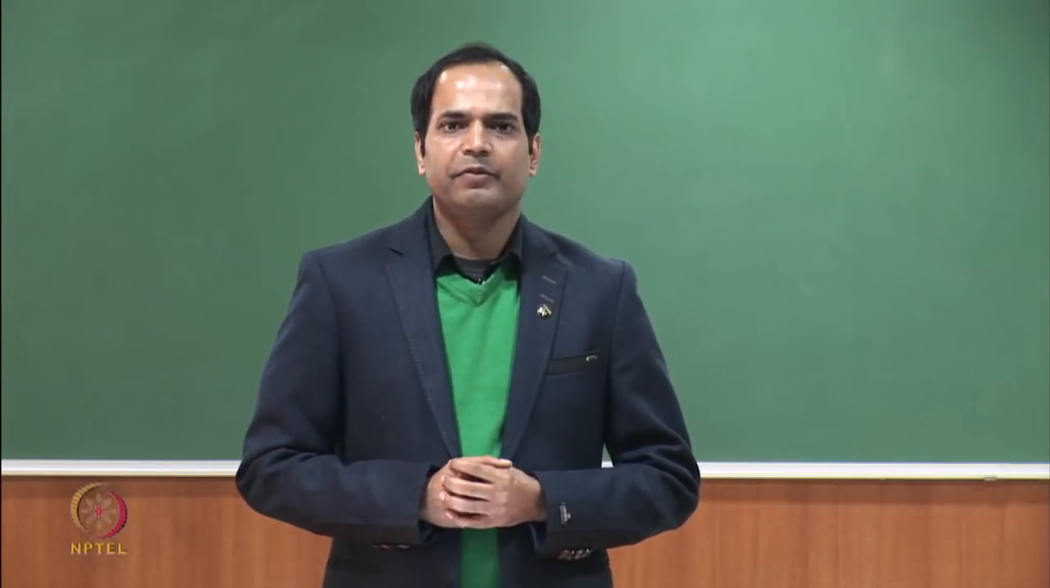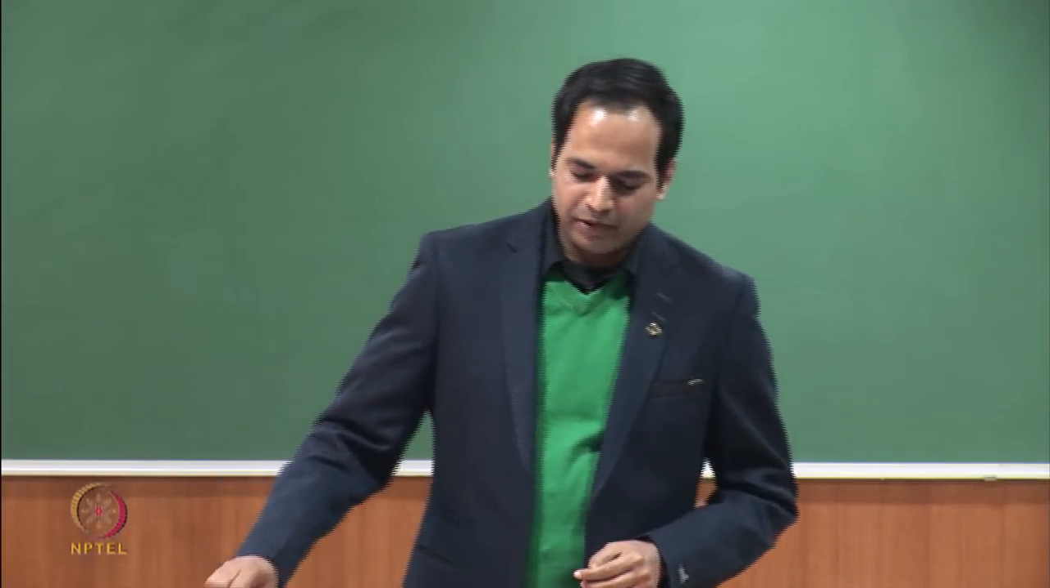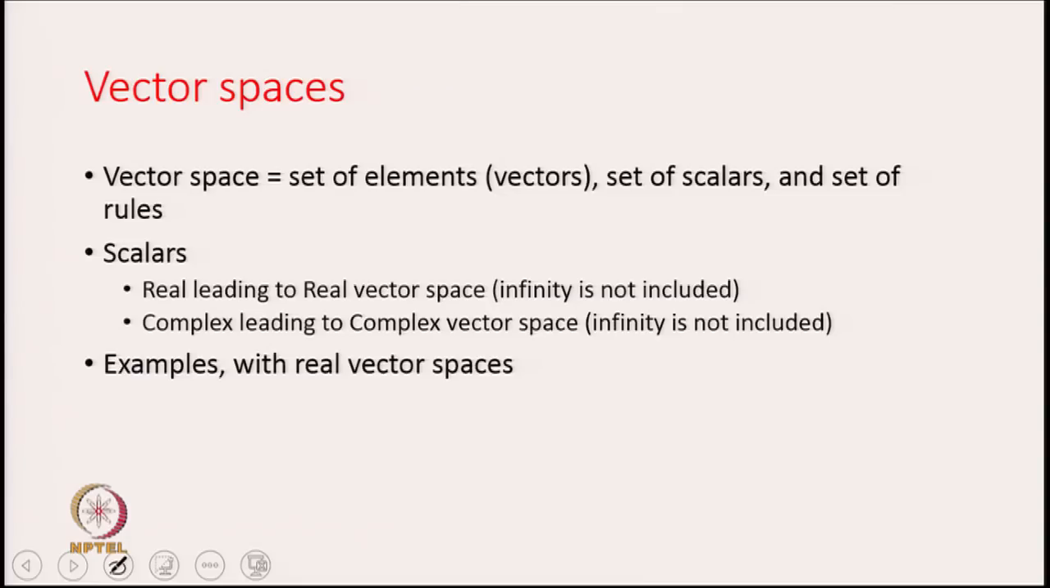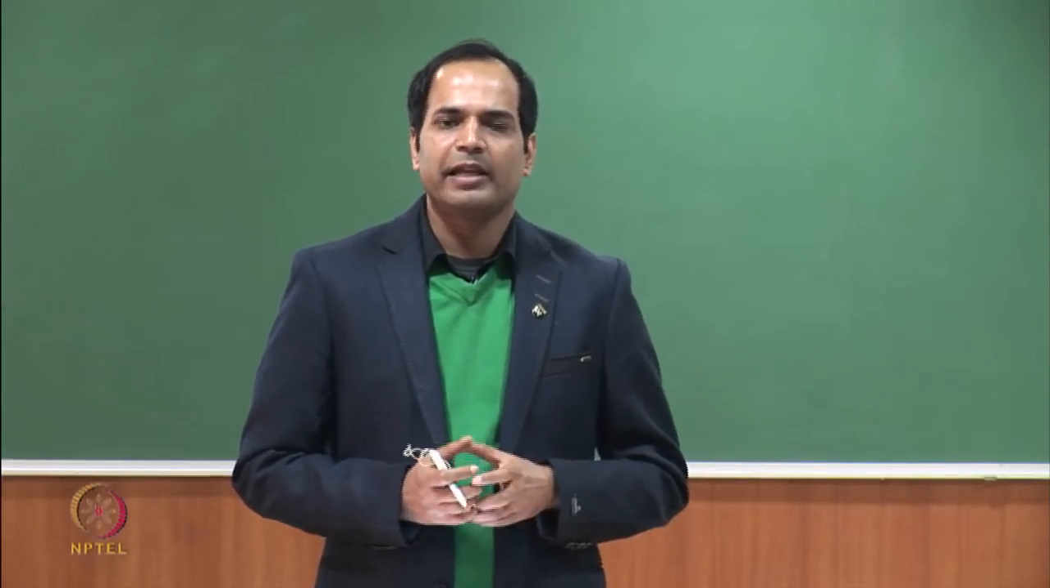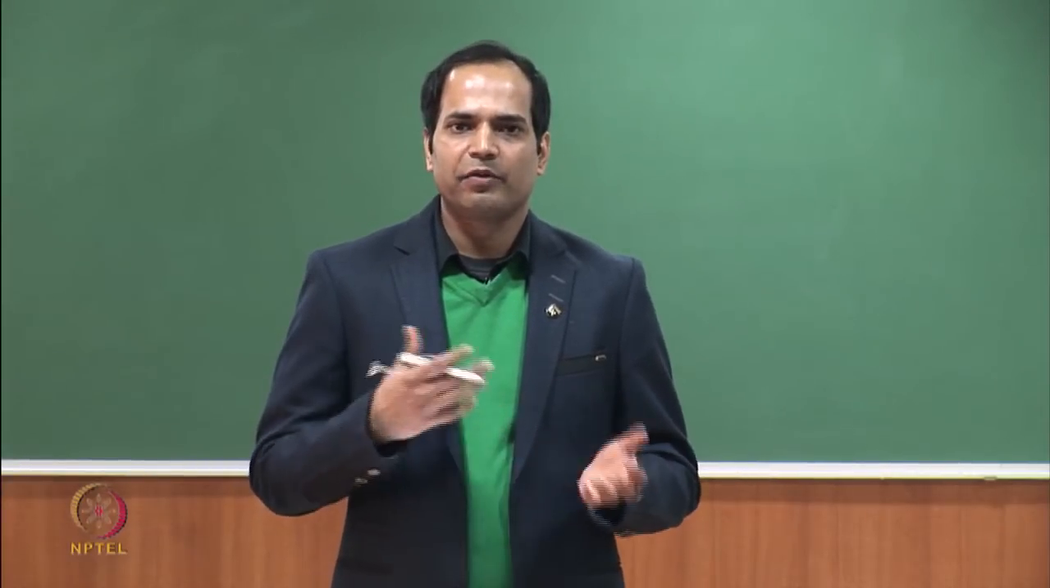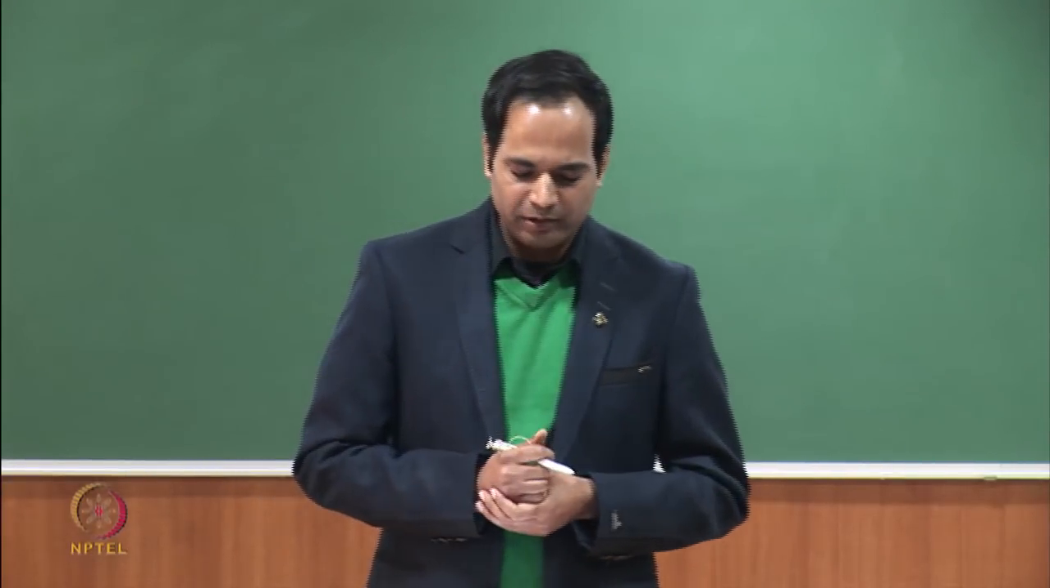So, the first thing that we have to see is what these vector spaces are. A vector space is a space which consists of some elements, and these elements are known as vectors. It has some set of scalars and it has some set of rules. So, this is a very basic definition of a vector space: something which has elements which are vectors, it has scalars, and it has some set of rules.